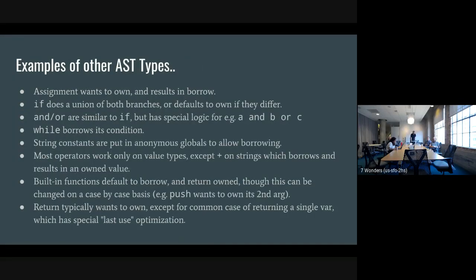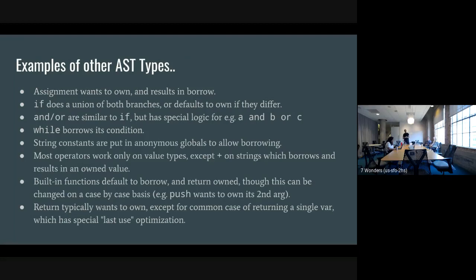Here's some more examples of other kinds of AST types, like what they do in terms of owning, borrowing. So assignments want to own, while the return value of the overall assignment is still a borrow. If, of course, as you can imagine, does a union of both branches, hopefully those two things are the same. If they're not the same, it will default to own at the moment, simply because own is a slightly safer union of two differing branches.